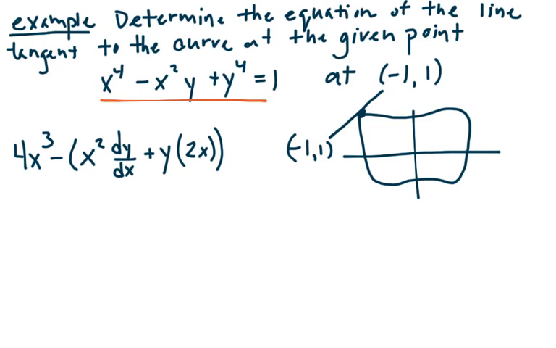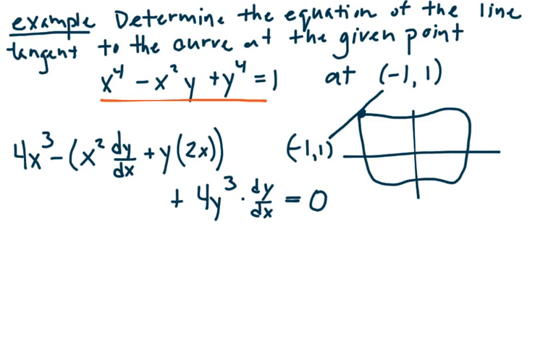Lastly, we have plus y to the fourth, so we can use the chain rule here. We have plus 4y cubed, but then we have to multiply by the derivative of y, which is again dy/dx. That takes care of the left-hand side. Then we've got equals 1. It's just a constant. The derivative of 1 is 0. In my opinion, the hard part's over. Now it's a matter of solving for dy/dx.